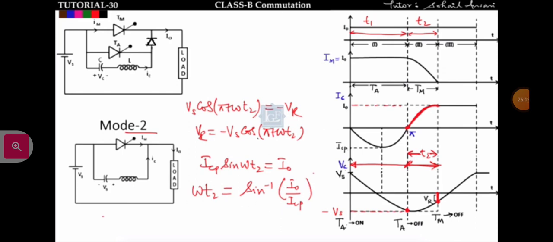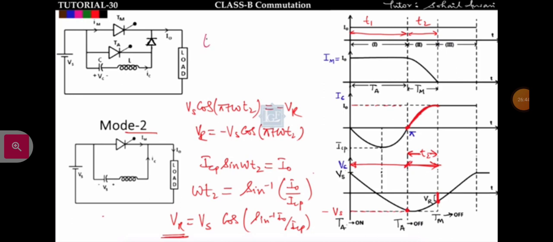Now replace omega T2 in VR. So VR will come out to be, since cos of (pi plus theta) is minus cos theta, plus Vs cos omega T2. Omega T2 I can write as sine inverse of I naught upon ICP. Remember this voltage. What will they ask you? They will ask you at the end of mode 2 what will be the voltage drop across the capacitor. So the voltage drop across the capacitor will be Vs cos of sine inverse of I naught upon ICP.